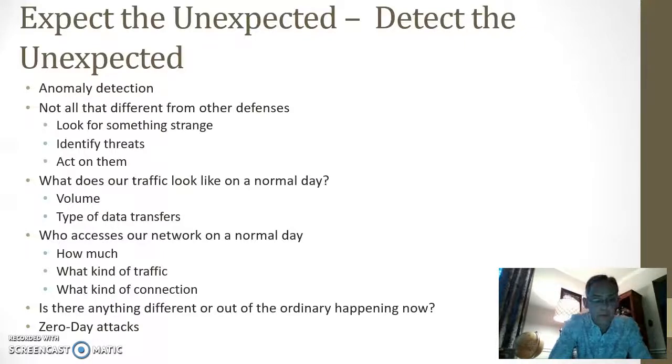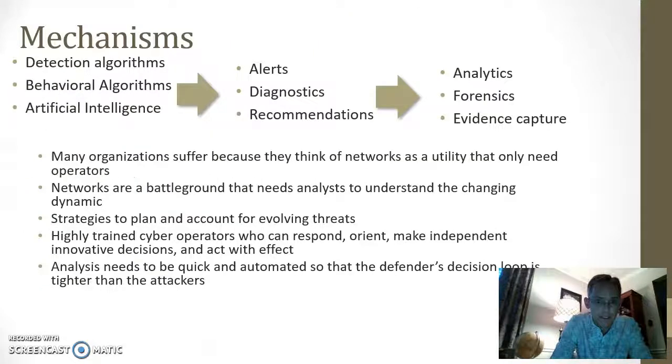It's not all that different from other defenses, right? You're looking for something strange, identifying threats, and acting on them. What does our network look like on a normal day? Is there anything different happening today? That's how we look at zero-day attacks and understand if there's anything we need to be careful about. You have detection algorithms, behavioral algorithms, and artificial intelligence. All those should be feeding into alerts, diagnostics, and recommendations that help you drive, hour by hour, minute by minute, what's going on with the network.